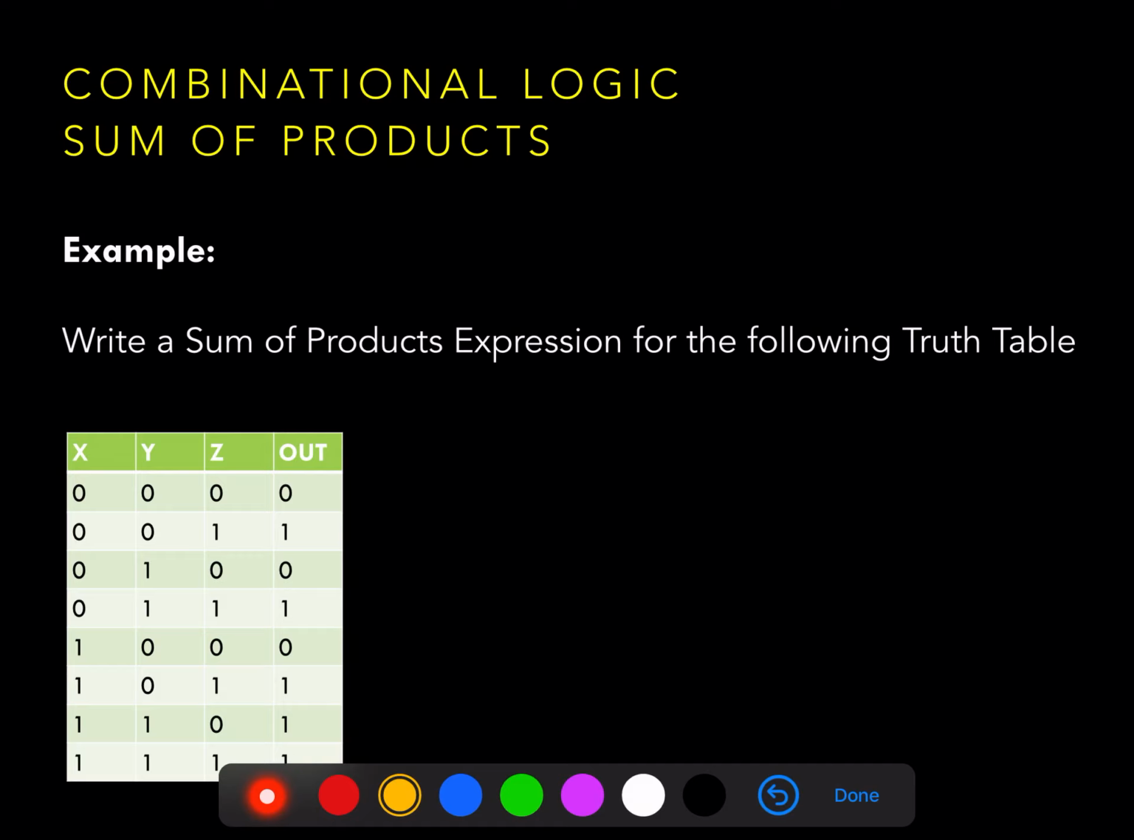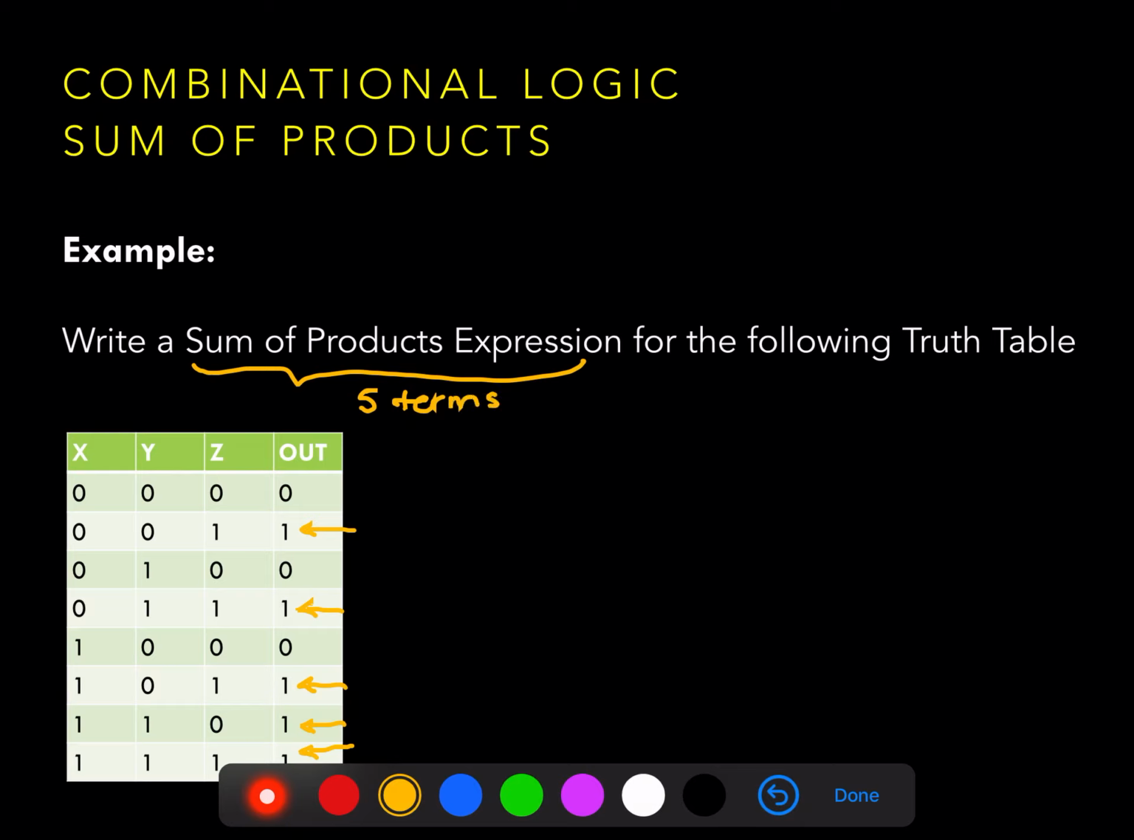In another example, now with 3 inputs, we can see in this truth table that we have 5 lines in the truth table that result in an output of 1. That means that we expect in our sum of products expression that we'll have 5 terms.